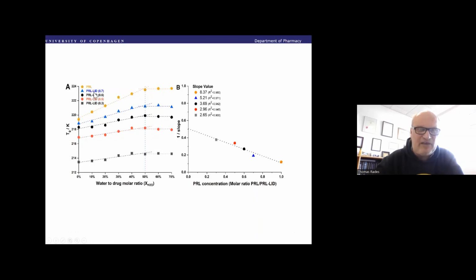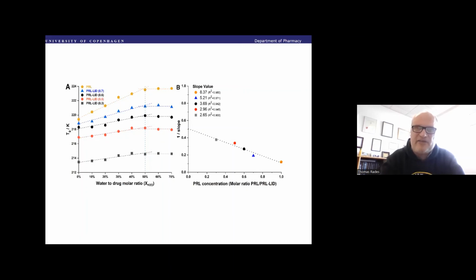But if we are having increasing concentrations of lidocaine in co-amorphous systems, we see that we still get this increase in glass transition temperature as a function of water concentration, but the slope is getting lower and lower. But if we are plotting the slopes here, in fact we're plotting the reverse of the slope against the concentration, we still see that we have a positive slope if we have extrapolated to pure lidocaine.